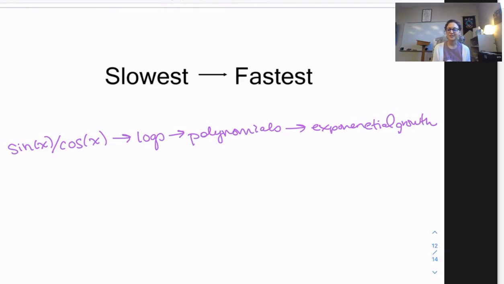And if you need a reminder of the slowest growing to fastest growing functions, I've got them on the screen. So the previous one, we had ln of x, a log, over x, which is a polynomial. So polynomial grows faster than a log, so we had bigger on bottom.